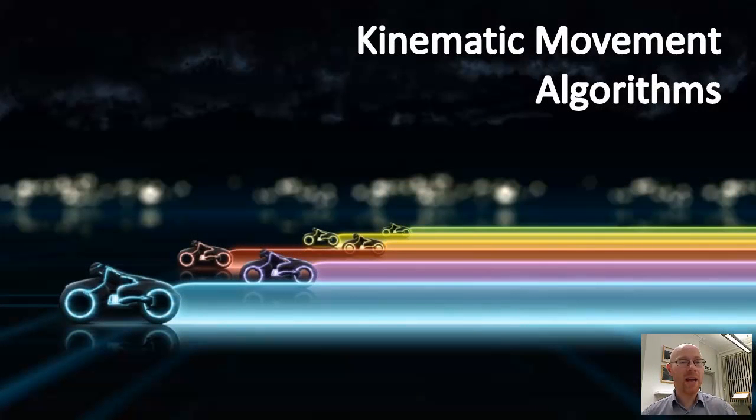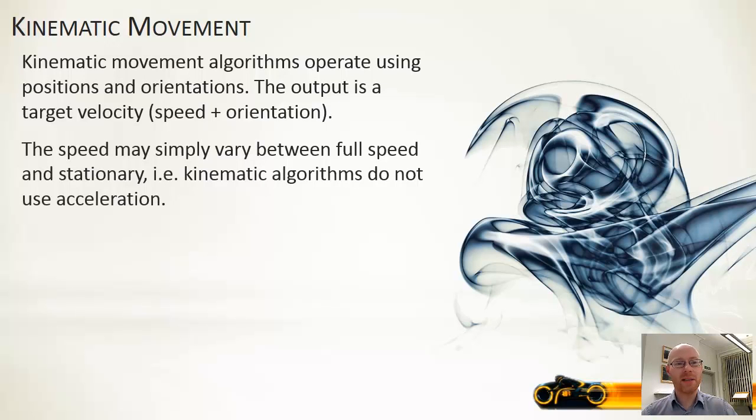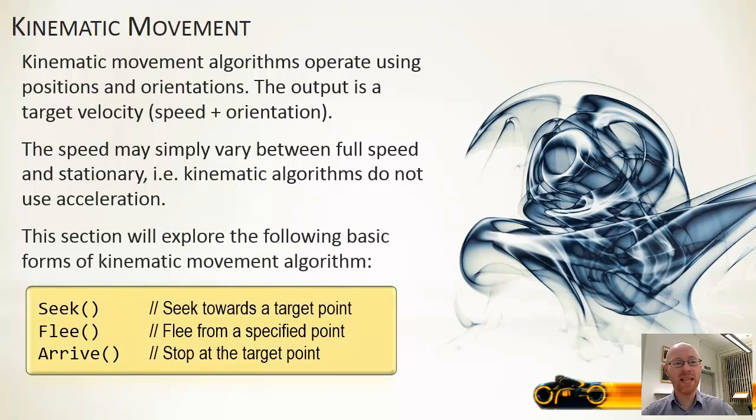We'll have a look at a couple of simple kinematic algorithms. It's really by way of showing you a few simple ones, and we can then build upon these when we get on to looking at the steering behaviours. So we're going to have a look at three simple forms: seek, flee and arrive.